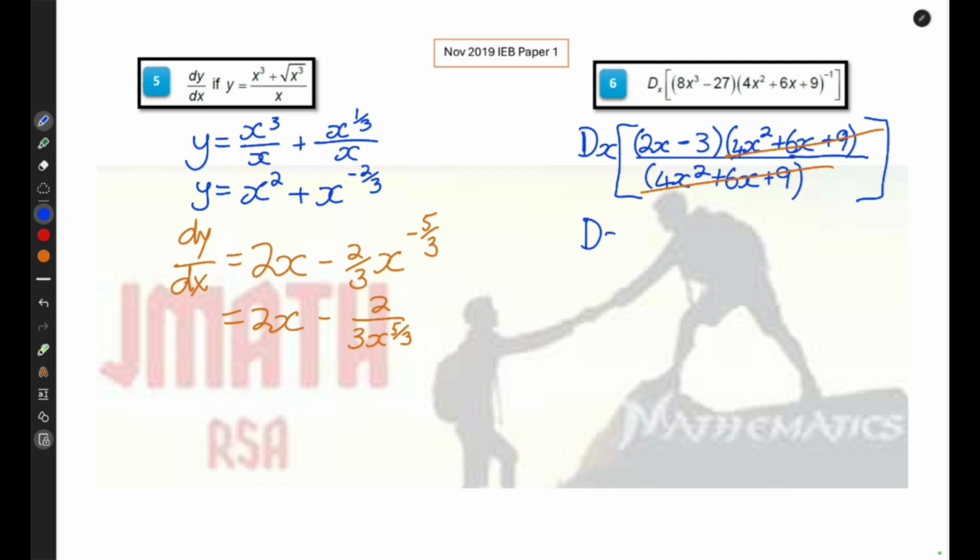And then this becomes a very easy sum because now it's just 2x minus 3. And the derivative of that would just be 2.